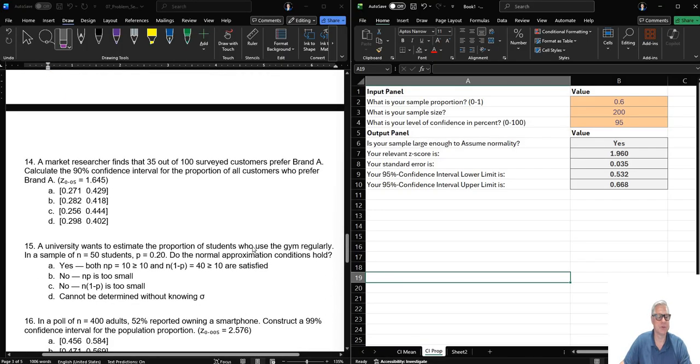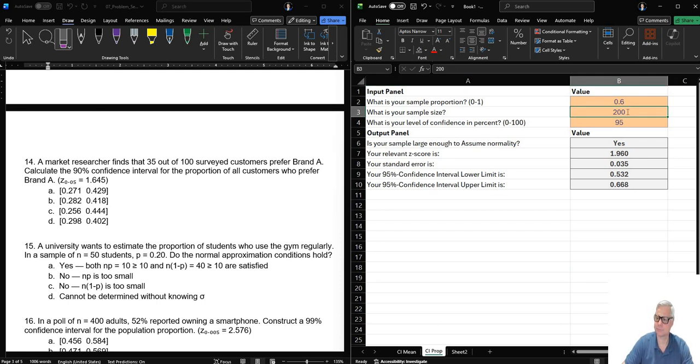Okay, so now it says a market researcher finds that 35 out of 100 surveyed customers prefer brand A. Calculate the 90% confidence interval for the proportion of all customers who prefer brand A. Okay, so that's pretty straightforward now. So now we have a sample size of 100 and 35 like the brand, so that's 0.35. And now we want the 90% confidence interval.